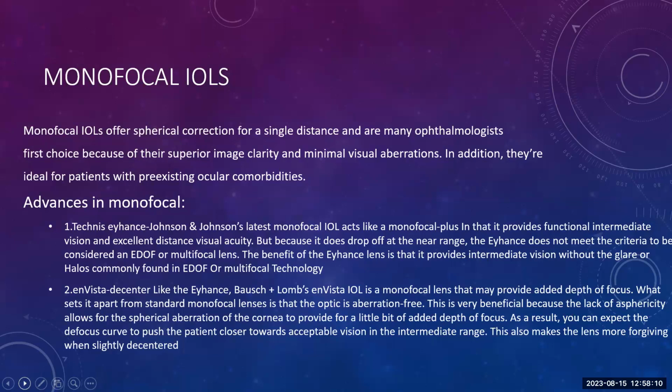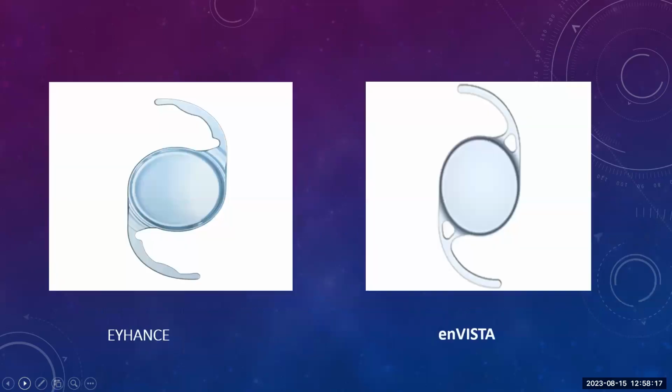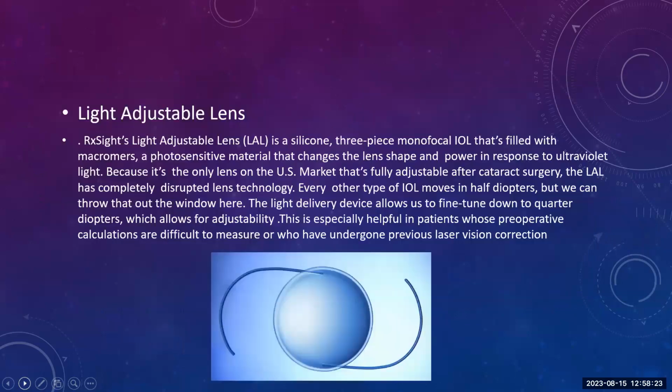Second is Vivity, which provides additional depth of focus. This one is Eyhance and Vivity. Then the light adjustable lens. The light adjustable lens is a silicone three-piece monofocal IOL filled with macromers, a photosensitive material that changes the lens shape and power in response to ultraviolet light.